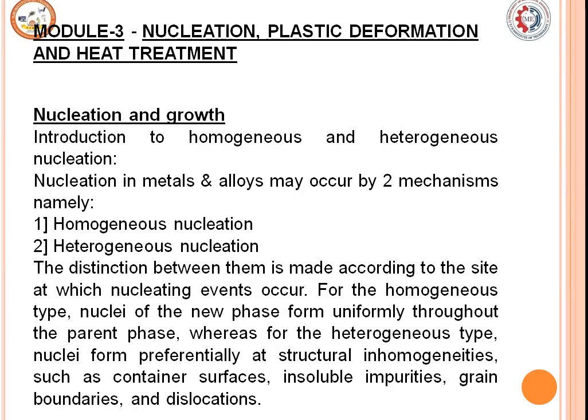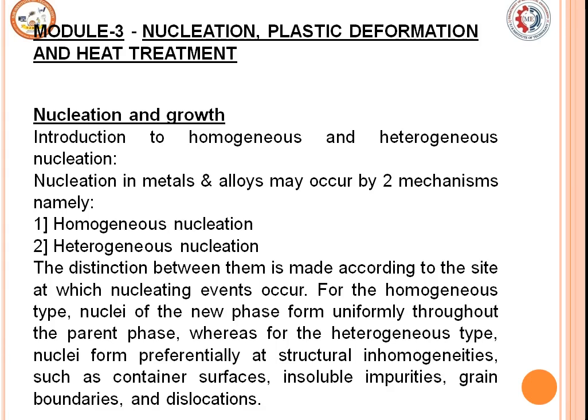Dear students, welcome to the Module 3 contents, that is nucleation, plastic deformation and heat treatment. So, nucleation and growth: here there are two types, one is homogeneous nucleation and the other is heterogeneous nucleation. Nucleation happens in metals and alloys. There are two mechanisms, as I told you. So how do we differentiate homogeneous and heterogeneous nucleation?